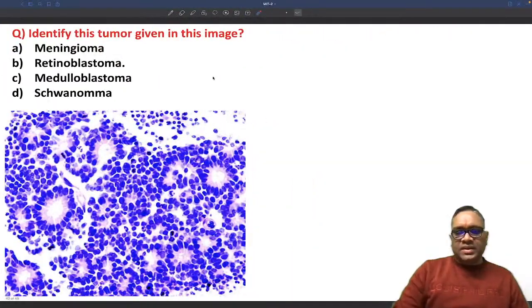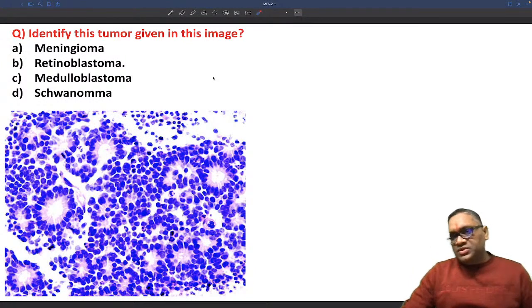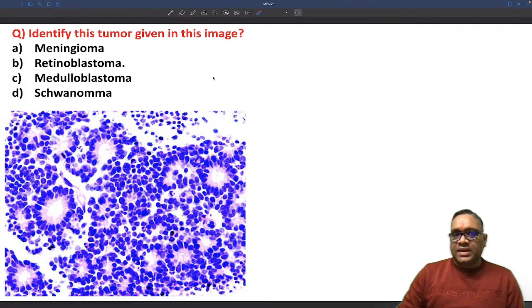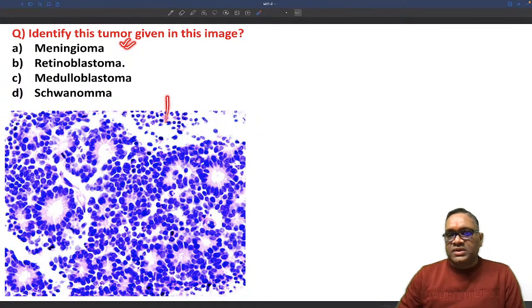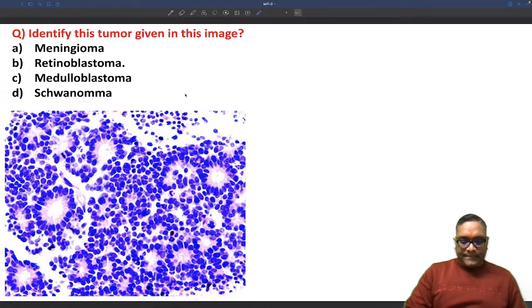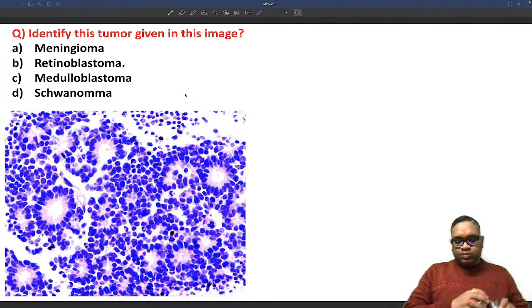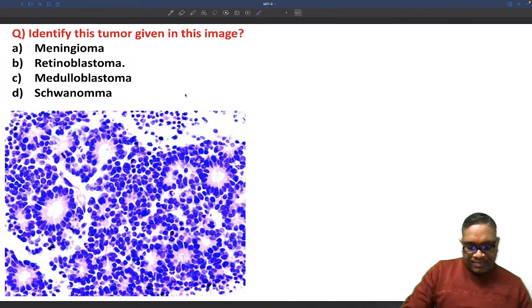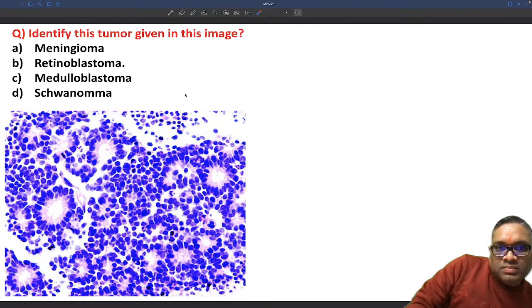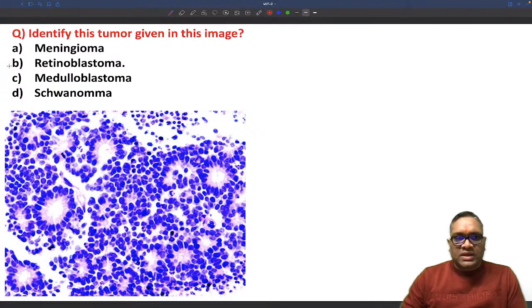Now the next thing is to identify the tumor given in this image. This was again a question asked in the recent FMG exam. So tell me what should be the right answer for this image. Very good. So that is the first correct response, by Pooja, and she has given the answer as retinoblastoma, and I am fully convinced with retinoblastoma.